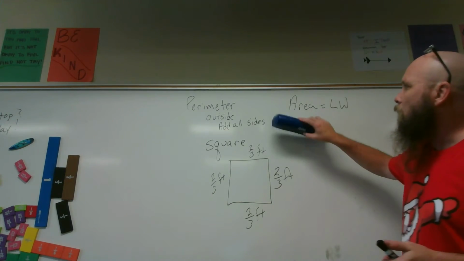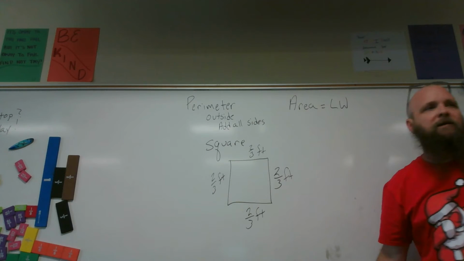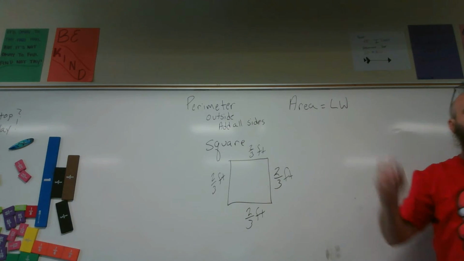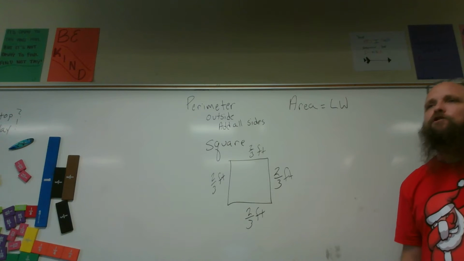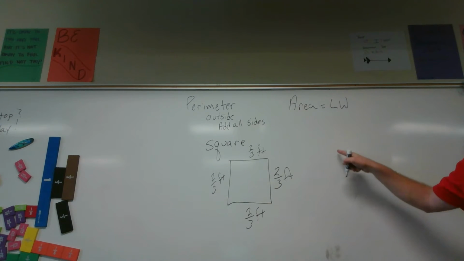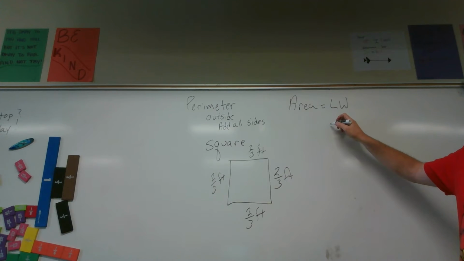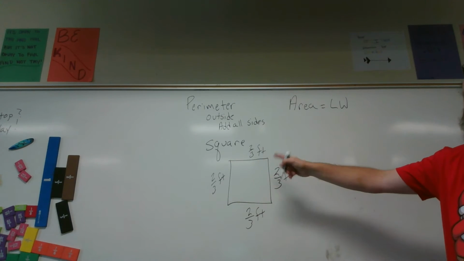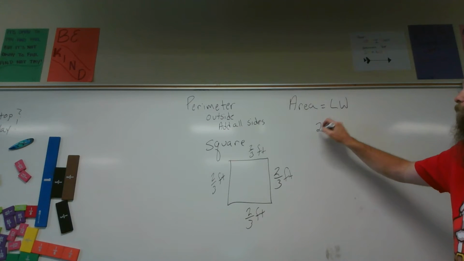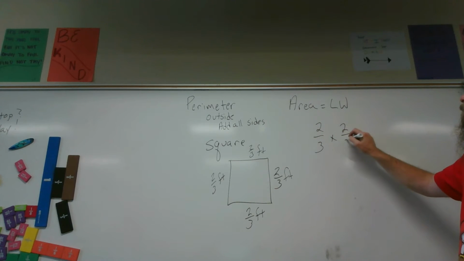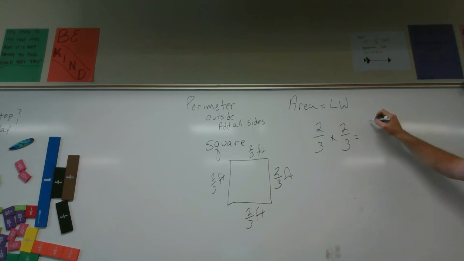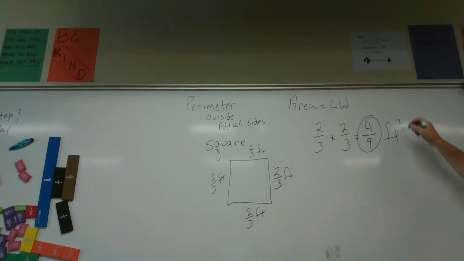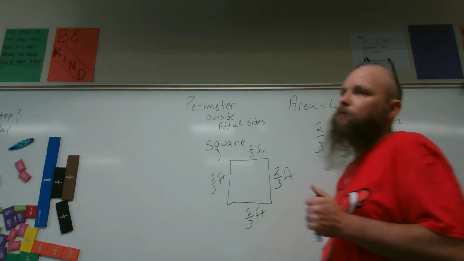But what about the area of this same square? Area is length times width. The number and the letter are written side by side. That means you multiply. So what is the length? Downwards, diagonal, doesn't really matter. They're all the same, right? Okay, so just do 2/3 times 2/3, which equals 4/9. So the area is 4/9 of a foot squared.